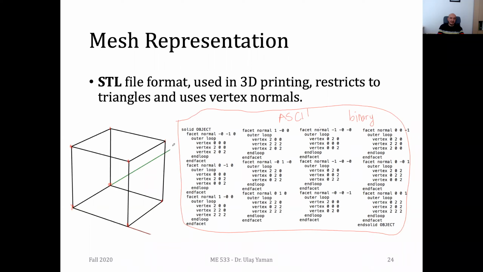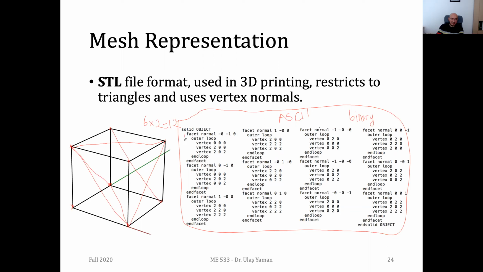So what we do in the STL file, we do some triangulation. The surfaces are triangulated. So each face of the cube is divided into two triangles. So it makes 12 triangles, right? We have six faces. If one face is represented with two triangles, then we need to have 12 triangles. And as you see, there are 12 triangles represented.